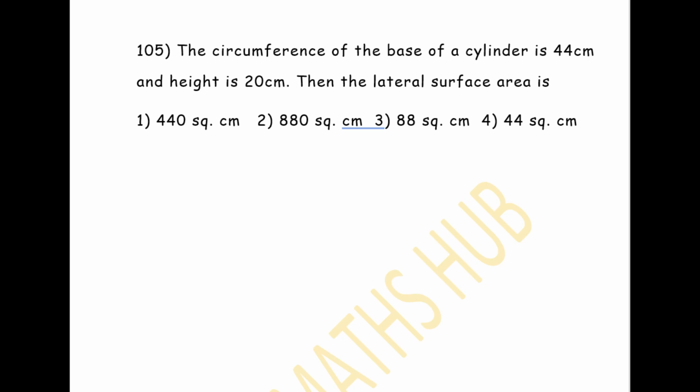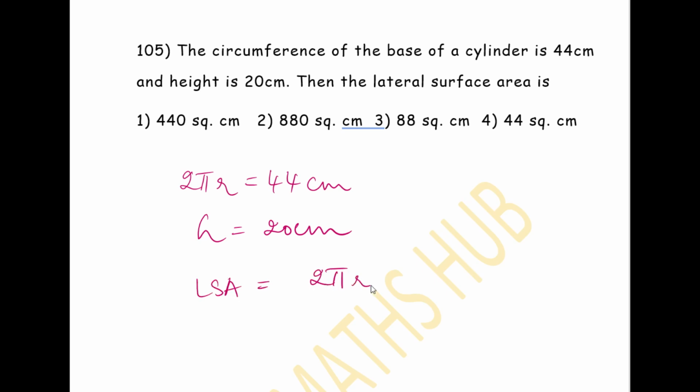The next question. The circumference of the base of a cylinder is 44 centimeter. The height is 20 centimeter. Then the CSA or LSA of the cylinder is, students, they have given circumference 2 pi r equals 44 centimeter. Then the height is 20 centimeter. Now what is LSA? LSA of cylinder is 2 pi rh.